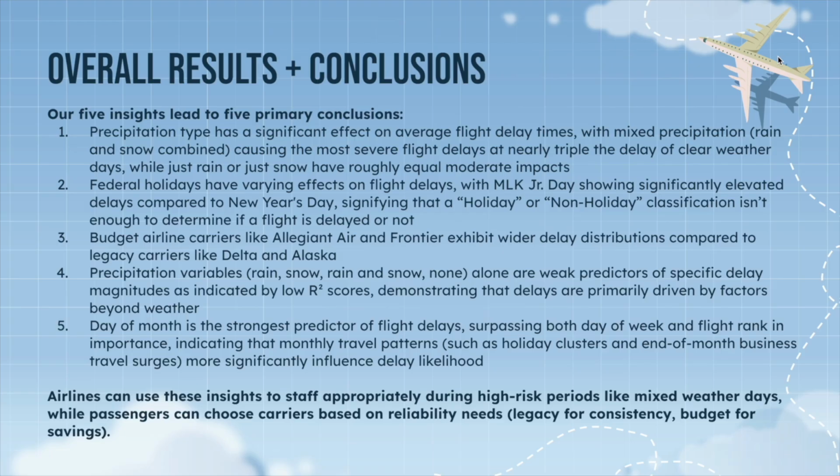3. Budget airline carriers like Allegiant Air and Frontier exhibit wider delay distributions compared to legacy carriers like Delta and Alaska. 4. Precipitation variables alone are weak predictors of specific delay magnitudes, as indicated by very low R-squared scores, demonstrating that delays are primarily driven by factors beyond weather. 5. Day of month is the strongest predictor of flight delays, which surpasses both day of week and flight rank in importance, indicating that monthly travel patterns more significantly influence delay likelihood. These insights can be used by airlines to staff appropriately during high-risk periods like mixed weather days, and passengers can choose carriers based off of reliability needs.